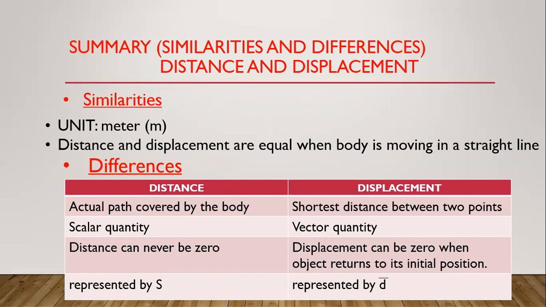Differences are otherwise: distance is the actual path covered by the body, and the shortest distance between 2 points is displacement. Distance is a scalar quantity. Displacement is a vector quantity. Distance can never be zero, and displacement can be zero when the object returns to its initial position. Distance is represented by capital S, and displacement is represented by capital D.